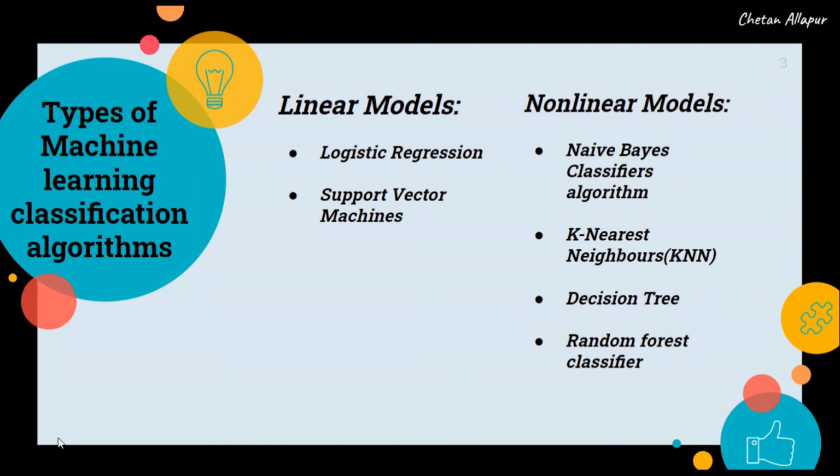Types of machine learning classification algorithms. Machine learning classification algorithms are divided into two types: linear models and non-linear models. Linear models mainly consist of logistic regression and support vector machines. Non-linear models consist of naive Bayes classifier algorithms, k-nearest neighbors, decision trees, and random forest.